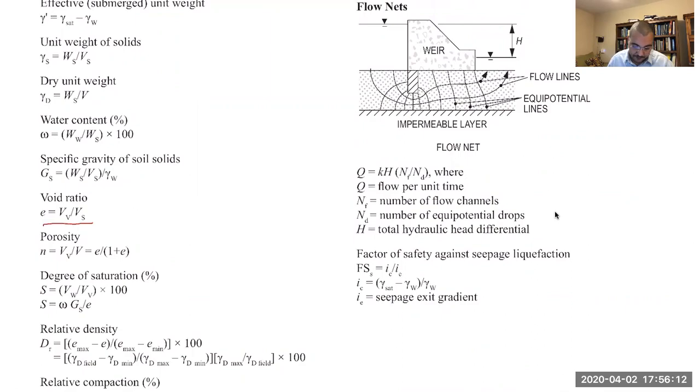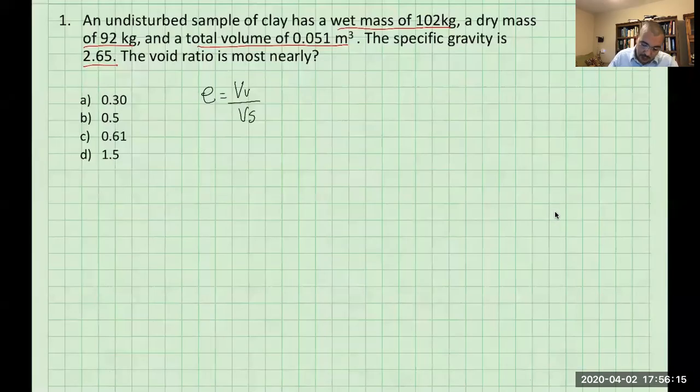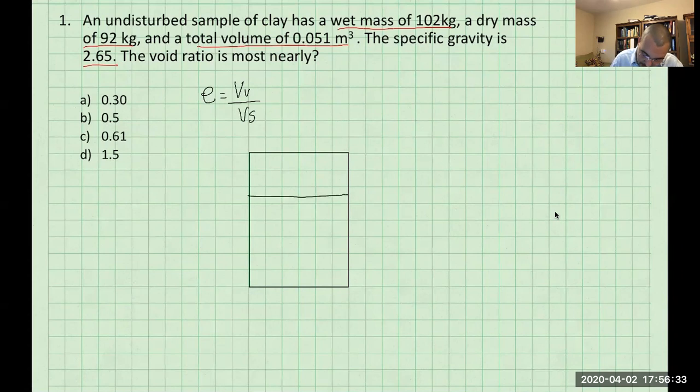And anytime we have a question like this, what I would suggest is you draw a phase diagram. A phase diagram is something that looks like this. You have three components inside a phase diagram: you have solids, you have water, and air.